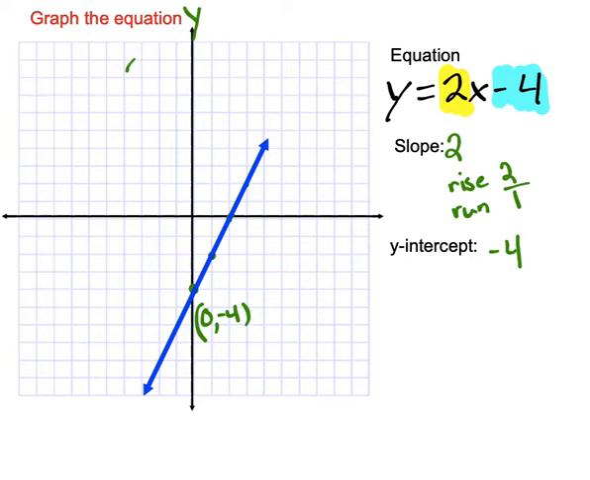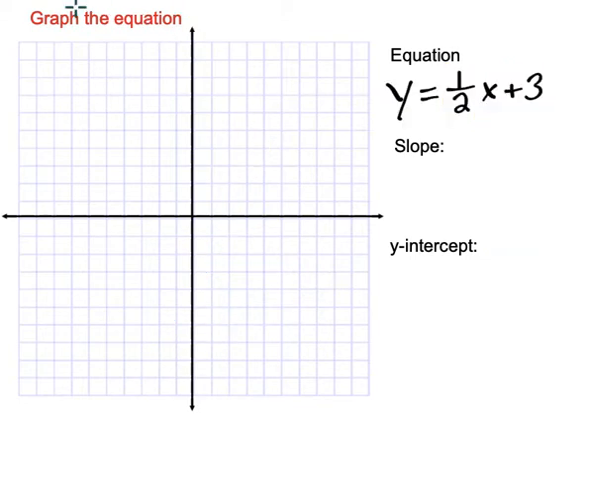Let's look at another one. Now, you can pause the video, try it on your own, or just follow along. Let's start by identifying the slope and the y-intercept. Slope is 1/2, and the y-intercept is +3. Well, what's this +3 y-intercept mean? It means that it's going to cross at 0, 1, 2, 3.